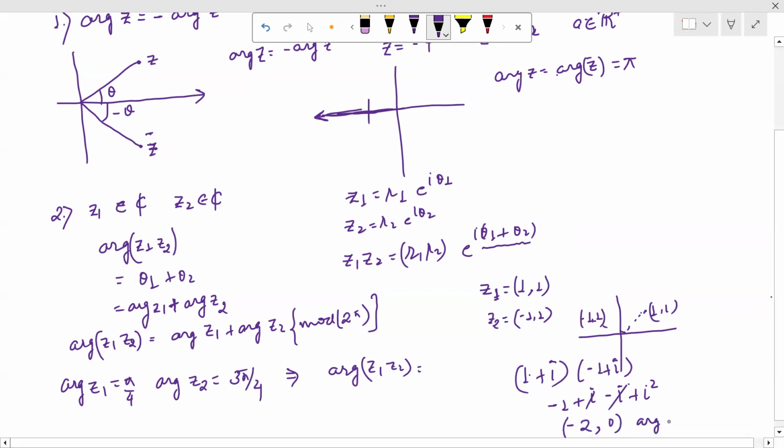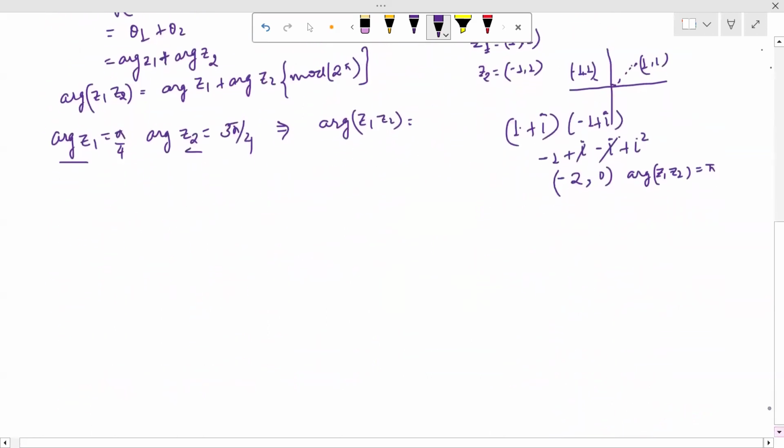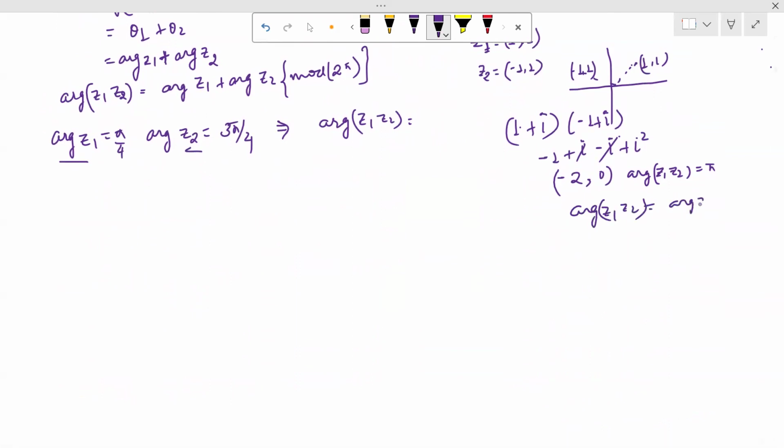The argument of (-2, 0), or the argument of z1 z2, would then be equal to pi, which certainly is equal to the argument of z1 plus the argument of z2. Clearly one can see that. However, now if your argument exceeds 2 pi, I'm talking of something like this scenario.